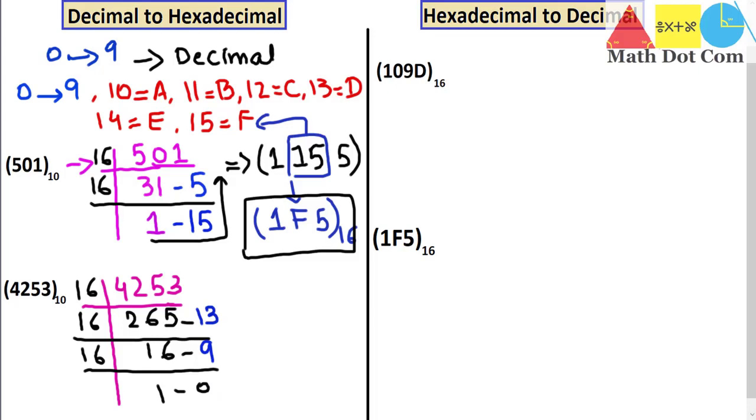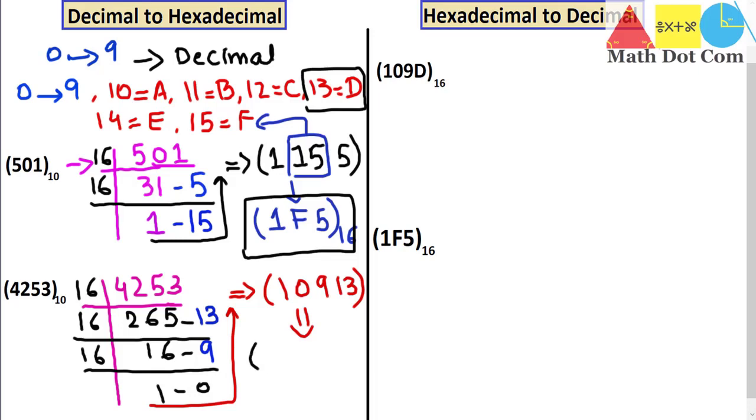So how do we have to record it? We have to record it like this, and what we will get is 1 0 9 and 13. Now keep this in mind: you have to replace the 13 by D, and the remaining numbers will be as they are. That is 1, 0, 9 and D.